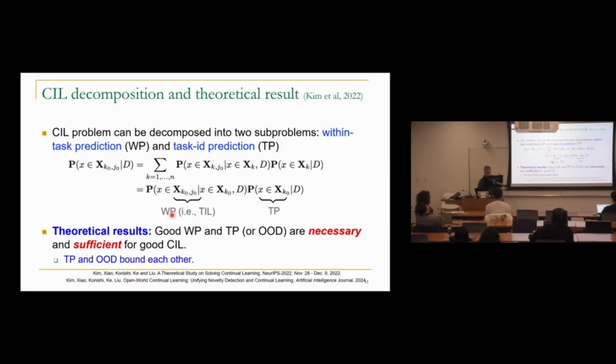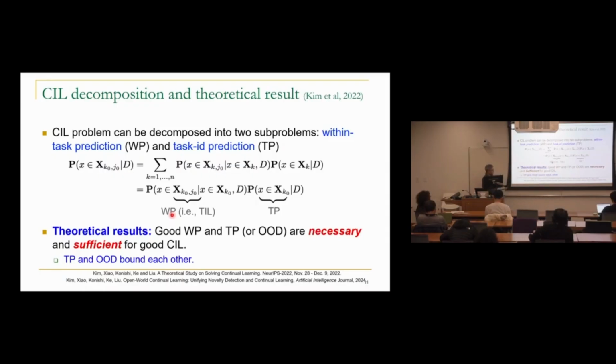This is called within-task prediction. And the other factor is task ID prediction. We're not using Y, we're using the domain X, because semantically Y is not well defined. We need the domain, and obviously we have to make some assumptions: the domains have to be independent, not intersecting. And so the theoretical result concerns task ID prediction and within-task prediction.